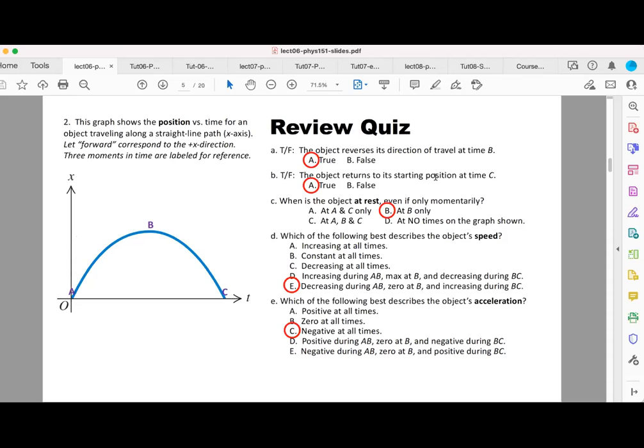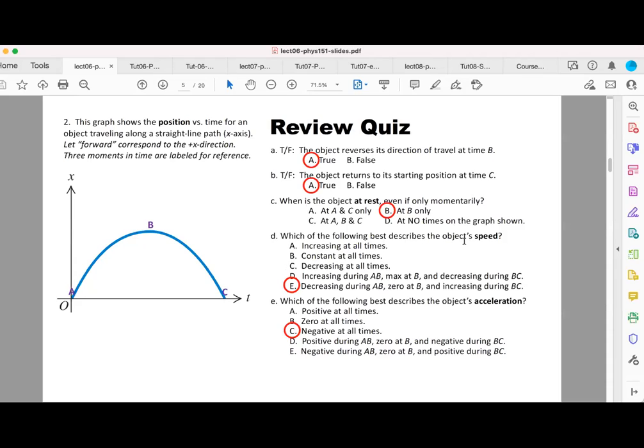The object returned to its starting position at time C. This is true because at time C, the position X is 0 on this axis, exactly as it was at position A. When is the object at rest, even if only momentarily? The object is at rest at point B, because that's when it is changing its direction from one direction to the opposite direction.